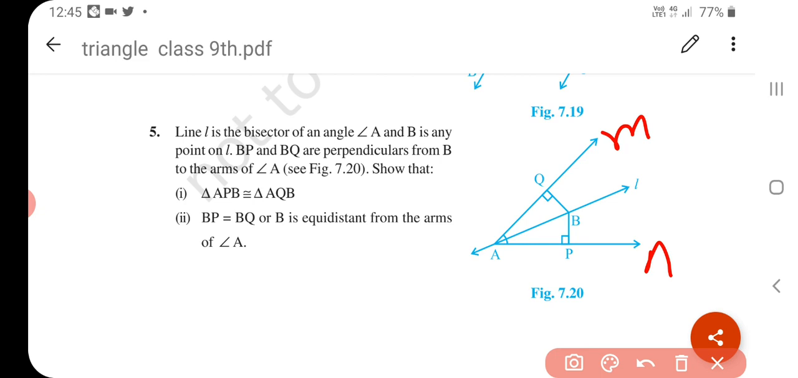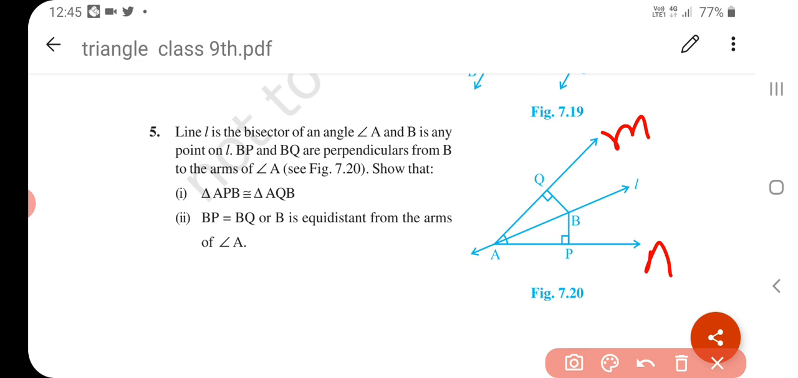Now what is given? Again see it. QAB is equal to PAB is given. AB is equal to AB because it's a common side. So by AAS, angle angle side, the two triangles are congruent to each other. These two triangles are congruent to each other.